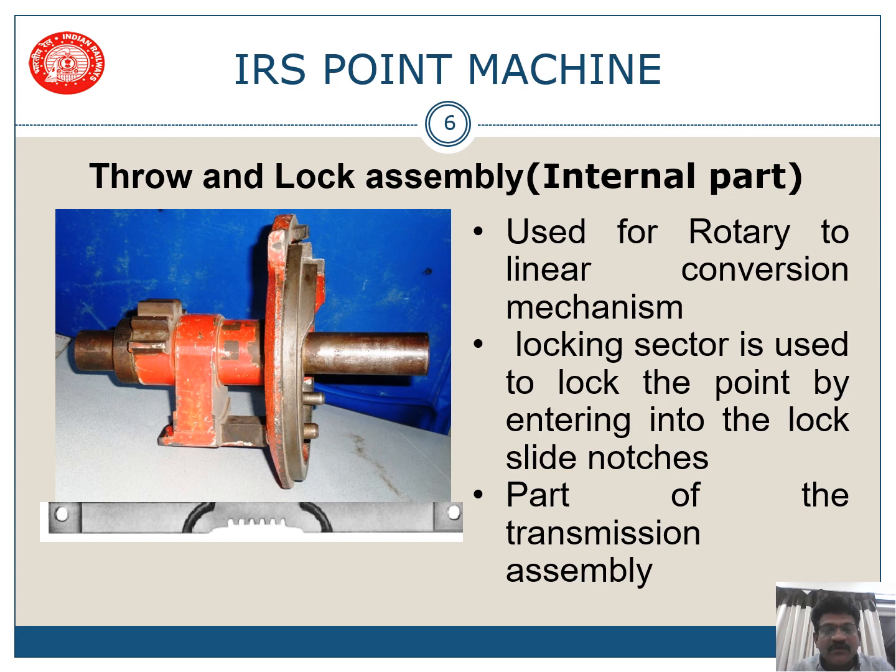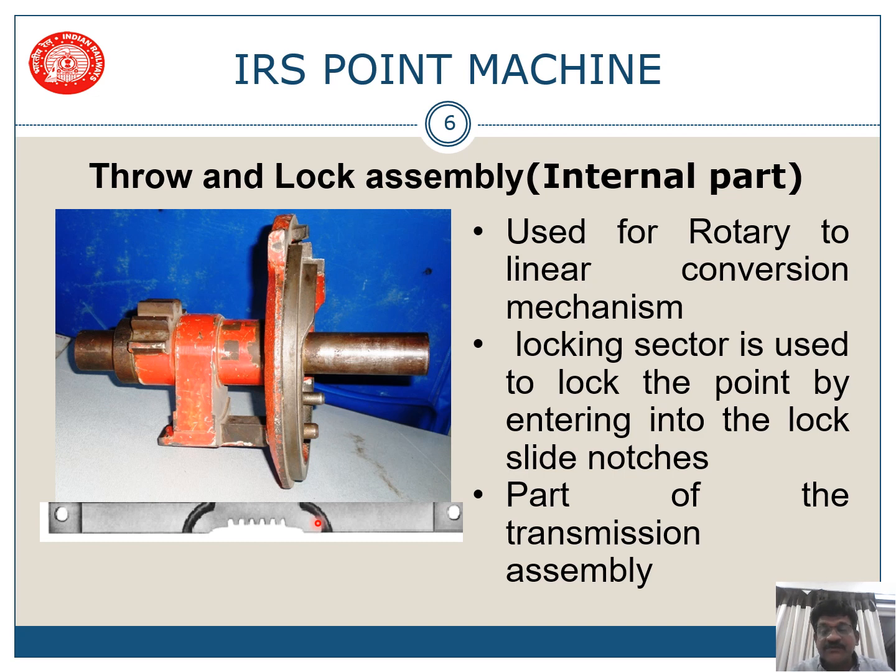This throw and lock assembly is used for rotary to linear conversion mechanism. आपके पॉइंट मशीन के द्वारा ये रोटरी मूवमेंट होता है. दिस इज योर लॉकिंग सेक्टर. ये इस लॉकिंग सेक्टर में आके आपको पॉइंट को लॉक भी करेगा. सो दिस इज योर रोटरी टू लीनियर रैक एंड पिनियन अरेंजमेंट में होता है.